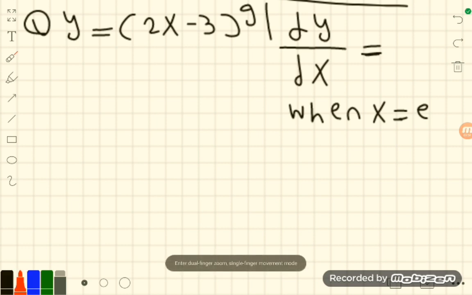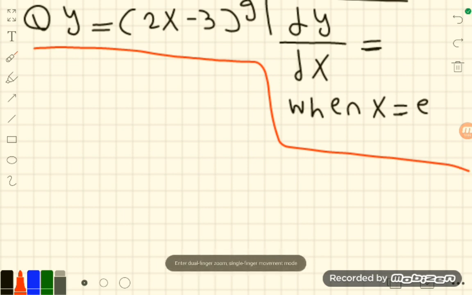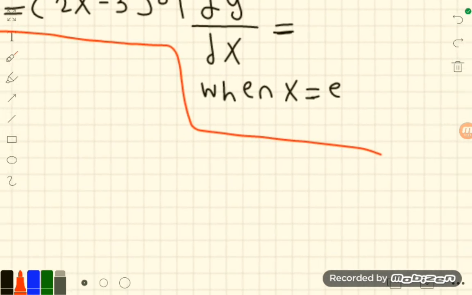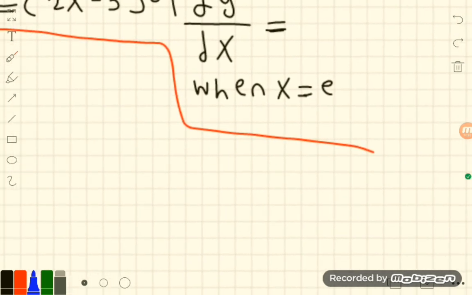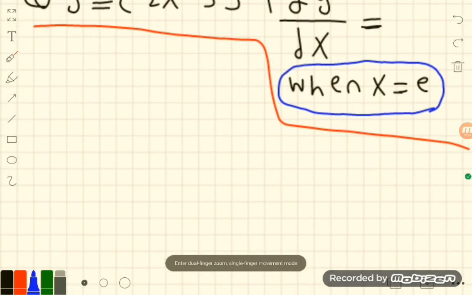Let us see what this question wants. I have an equation that describes a relation between y and x, and it says that y is equal to 2x minus 3 all raised to the 9th power. dy dx equals what when x is equal to 8? We're not just going to differentiate y with respect to x and get the tangent line equation. No. After we differentiate it, we're going to figure out what the derivative is equal to when x is equal to 8. Okay, so now let us do this.